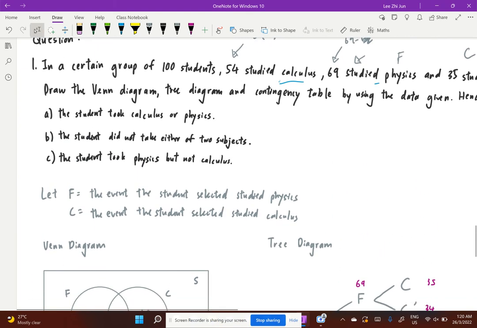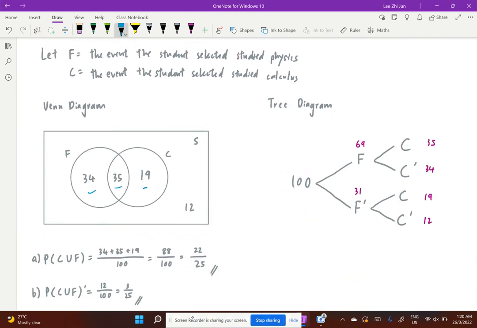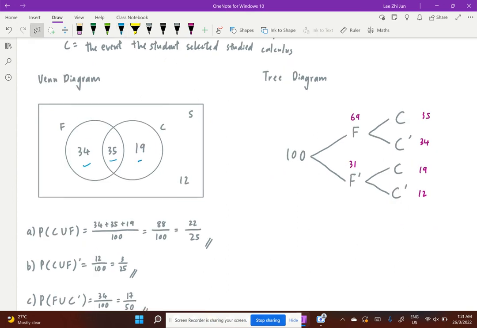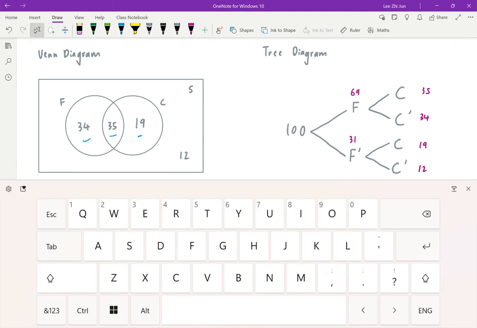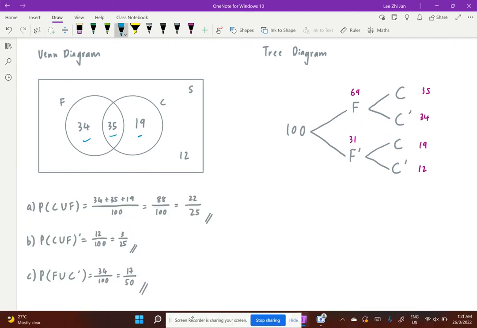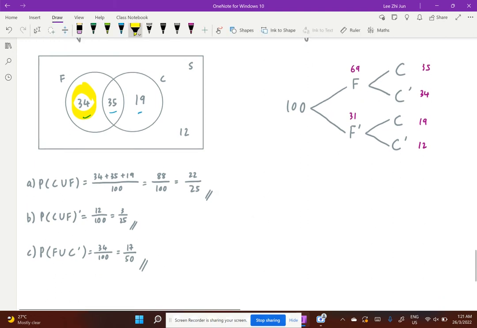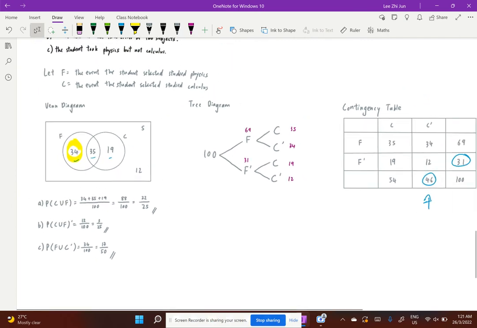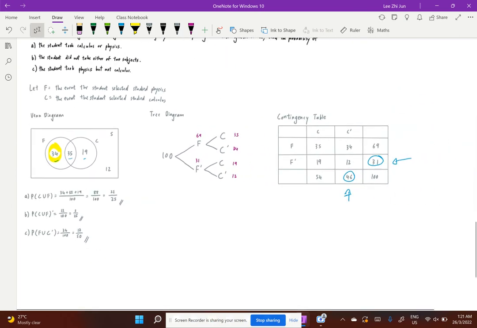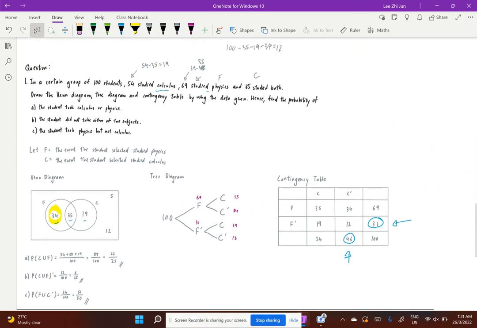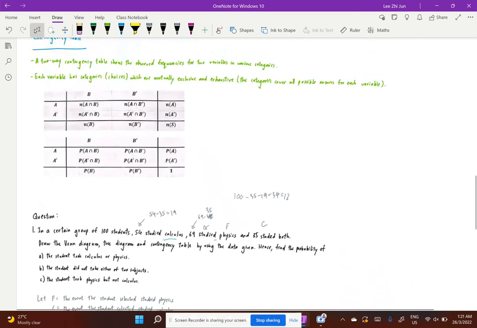The second, did not take either of the two subjects. Here I have 12. So 12 per 100 can be simplified as 3 per 25. And the last, take physics but not calculus, is here. 34 per 100, equal to 17 per 50. So here is the end of part 1, and thank you.